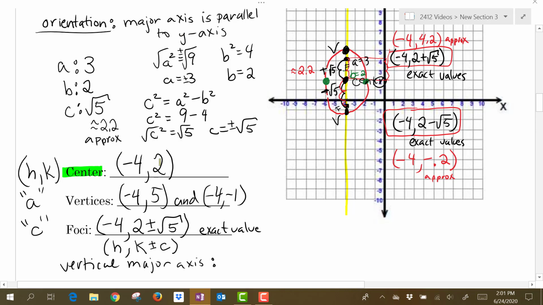Okay? Something else that I want to point out is that when you look at all of those values on the line, do you notice there's something in common with all of those points? They all live on the major axis, which is vertical, and you notice they all have exactly the same x value. And that should make sense because along the vertical major axis, the x value is always going to be -4. It's always going to be the same. And that will always be true if you have a vertical major axis. The x values of the center, the vertices, and the foci will always be exactly the same.